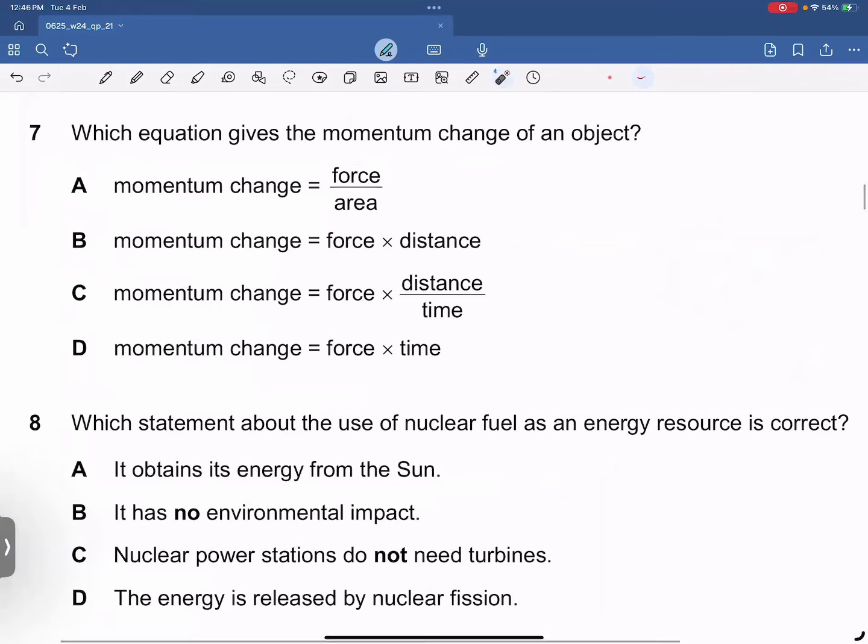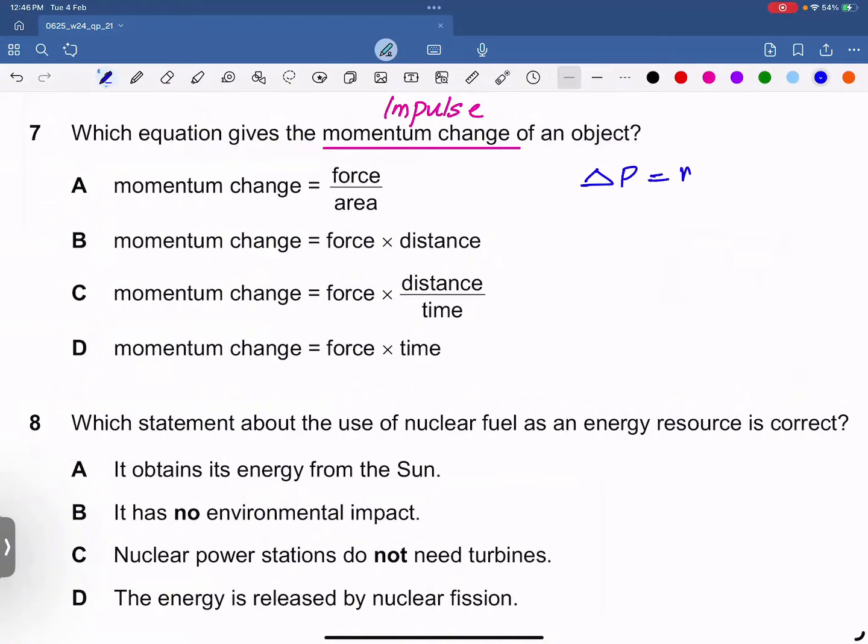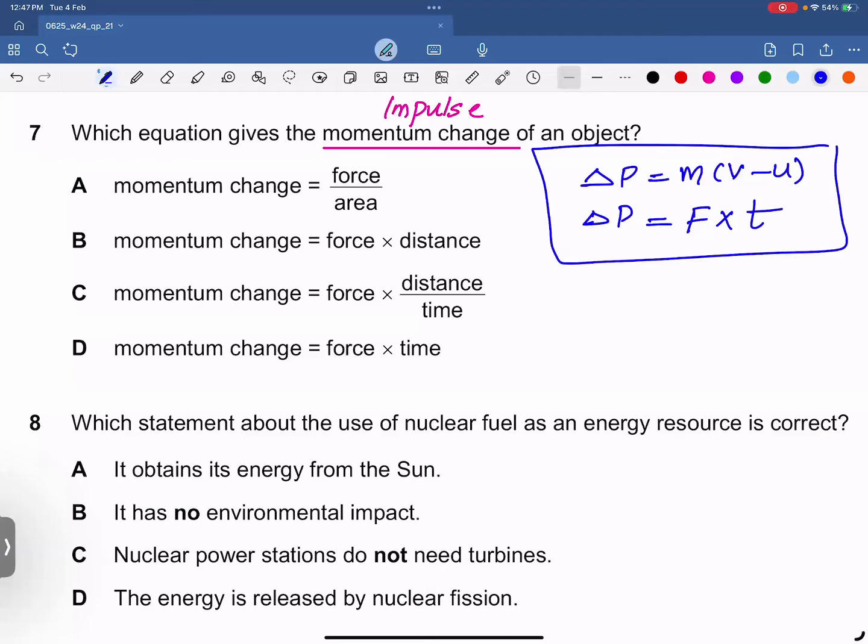Which equation gives momentum change of a body? Change in momentum, dear students, please keep in your mind, is also called impulse. Impulse has two equations. Both equations I'm writing. One equation is m(v minus u), and the other equation of impulse is force multiplied by time. So look which of the equations is available, and you choose that.